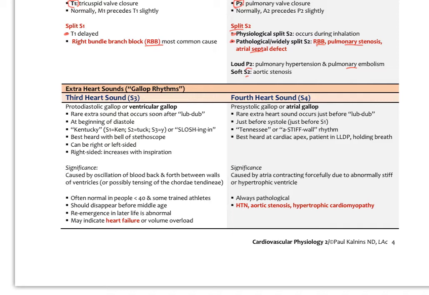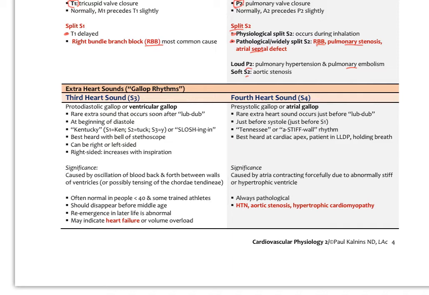all of these would be a third heart sound, S3, and that occurs at the beginning of diastole. Again, that happens right after the dub. It's best heard as a low-pitched sound with the bell of the stethoscope, not the flat part, the diaphragm, and it can be on either the right side or the left side. Generally, when it's on the right side, it's going to increase with inspiration, by breathing in.